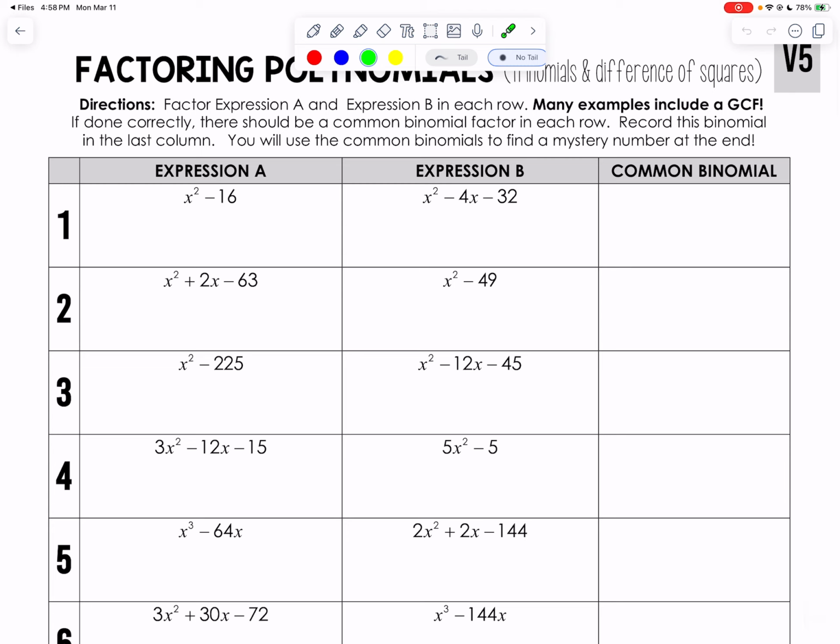Okay, so here are our directions. We are going to factor expression A and expression B in each row. Many examples include a GCF. If done correctly, there should be a common binomial factor in each row, and we are going to record that common binomial in the last column. And then we are going to find a mystery number at the end, which I'm not going to do, but you guys can do with your groups. So let's look at A.